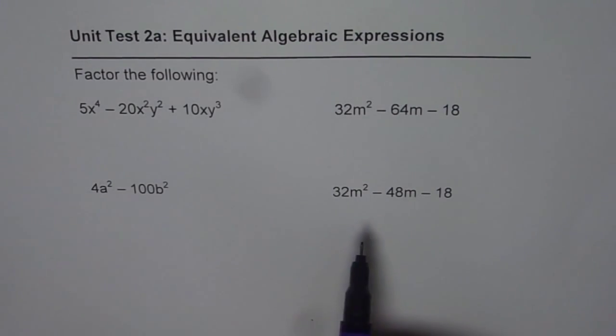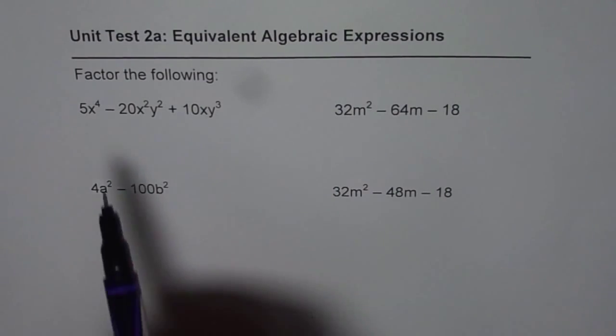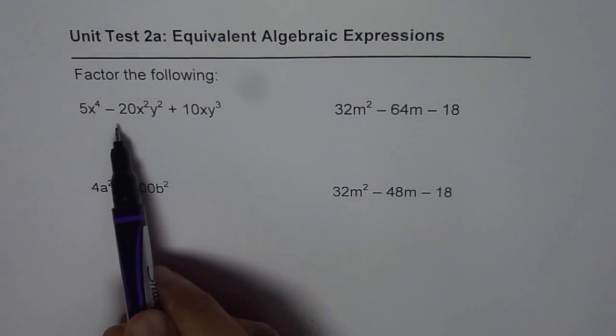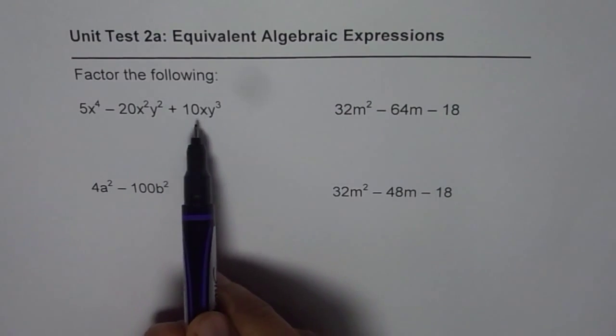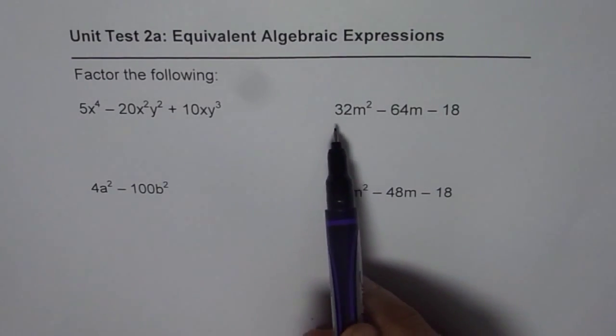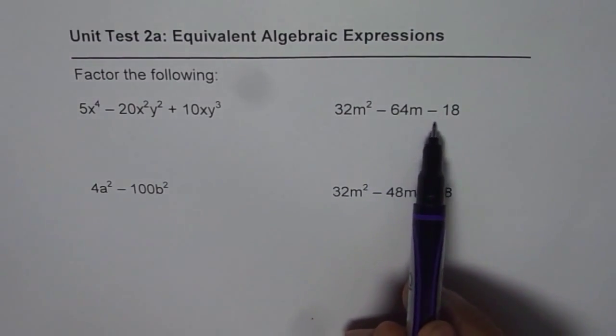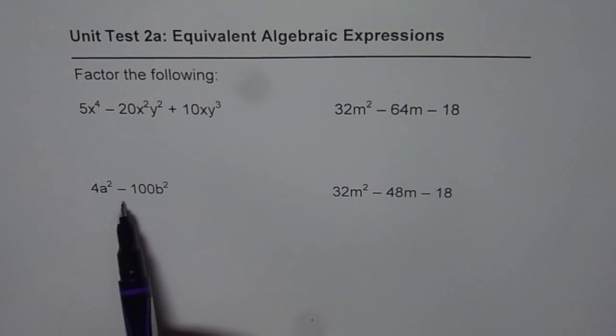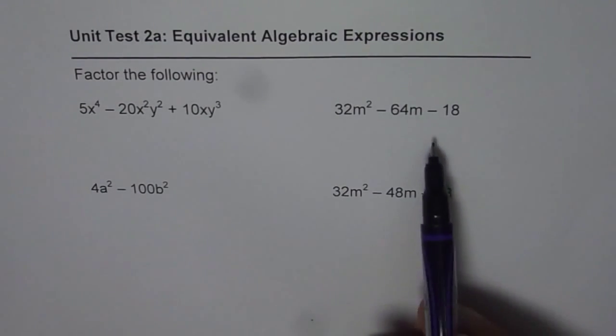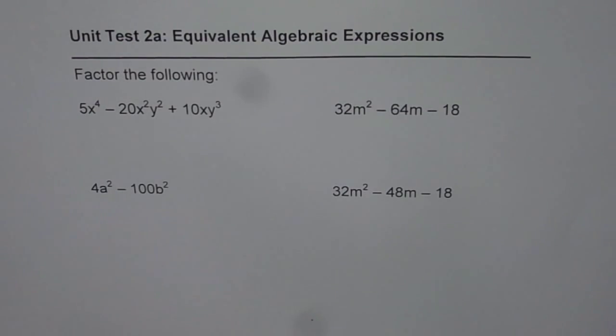So here are four sets to be factored. The first one is 5x to the power of 4 minus 20x square y square plus 10x y cube. Then we have 32m square minus 64m minus 18, 4a square minus 100b square, and a variation of the second one where the center term has been changed to 48m. So I'd like you to pause the video, factor these trinomials or binomial in this case, right? And then check with my answer.